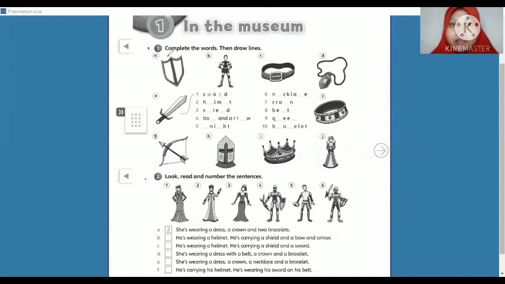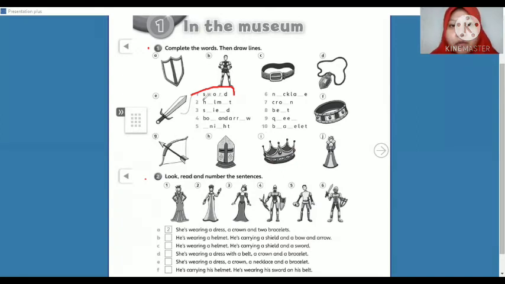Okay, let's read the instruction. Complete the words, then draw lines. So you should complete these words. There are 1, 2, 3, 4, 5, 6 and till 10. There are 10 words, you should complete every word.